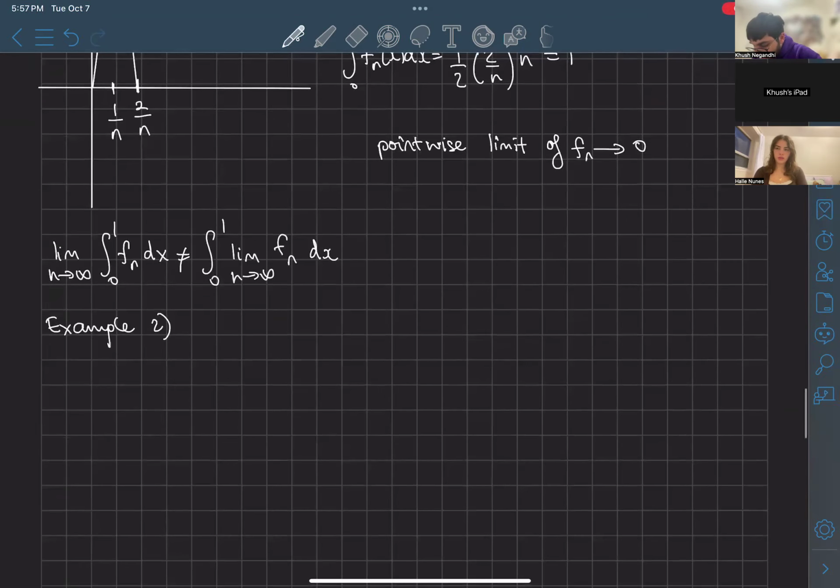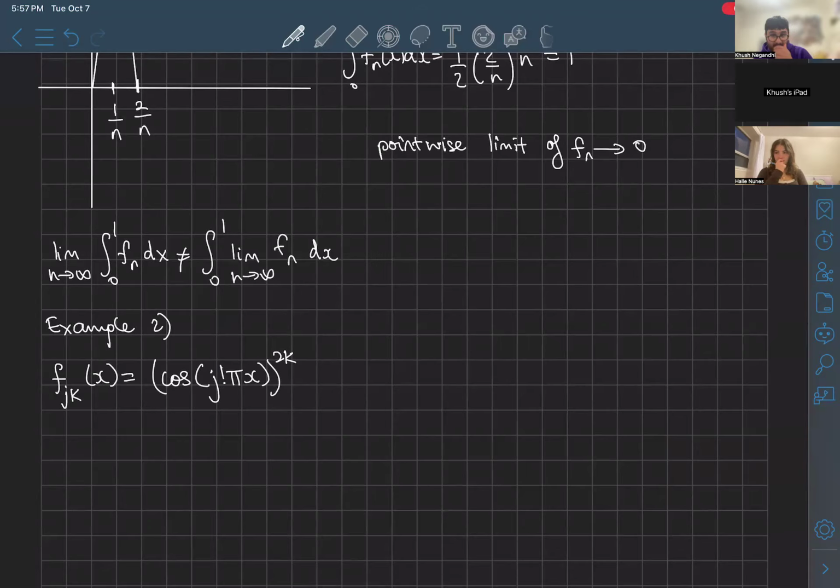Okay. Now consider the sequence of functions, and now it's given by two indices, okay? It's given by j and k. And this is going to be the function cosine of j factorial times pi times x, to the power of 2 times k. Okay. This example is due to Henri Lebesgue.